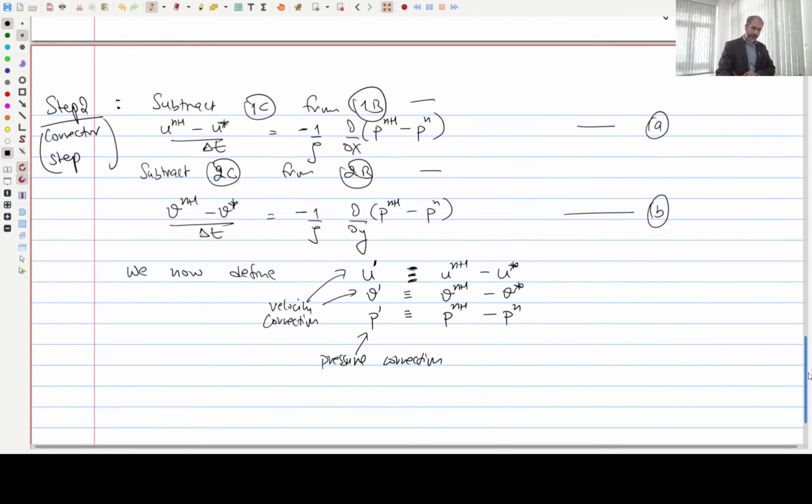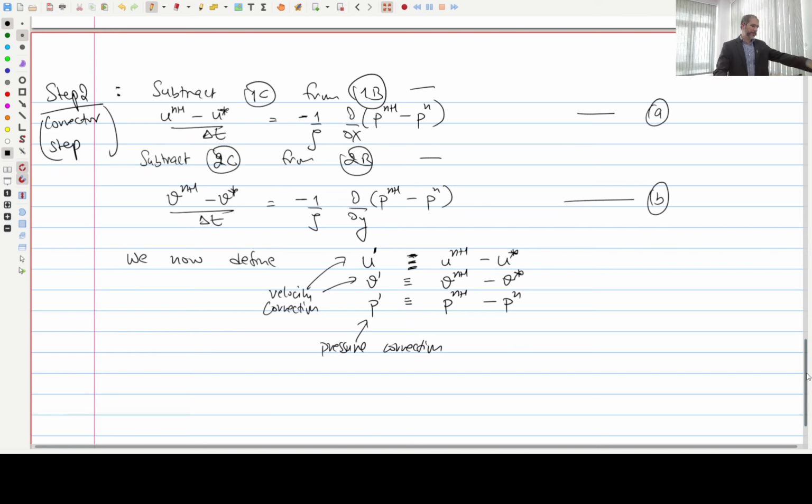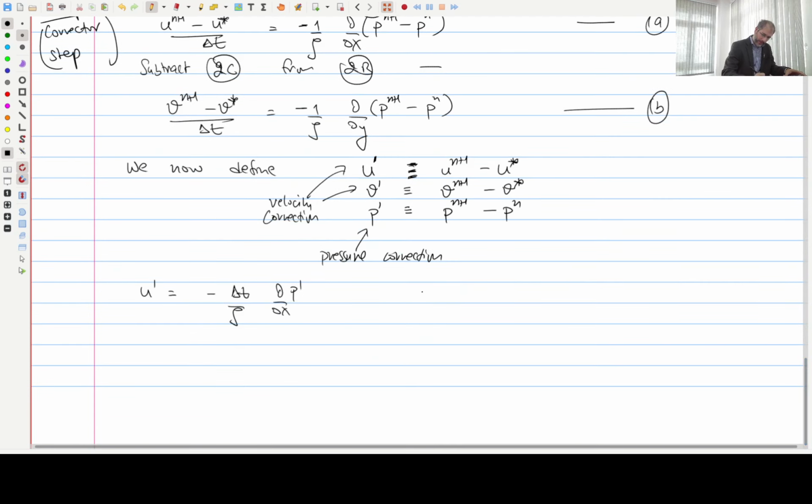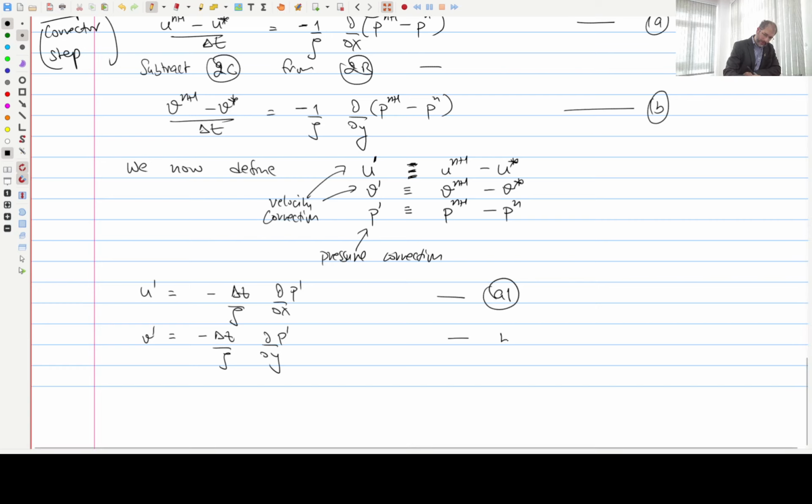So now the problem boils down to finding u prime, v prime and p prime. So let's explicitly write u prime expressions using small a and small b. So u prime using small a is minus delta t upon rho times del by del x of p prime. This we call a1, because it's small a but modified slightly. Then we have v prime using equation small b as minus delta t upon rho times del by del y of p prime, which is b1.